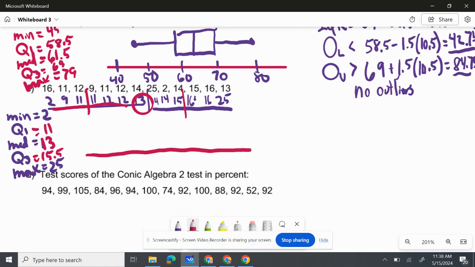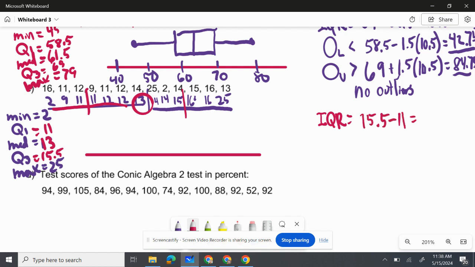So before we make our box plot, what we're going to do is we're going to find our outliers. We're going to start with our IQR, which is our interquartile range. So we have 15.5 minus 11, which is 4.5. Then we're going to look at our lower outlier, and it has to be less, if it's an outlier, than 11 minus 1.5 times 4.5. And that, of course, is 4.25.